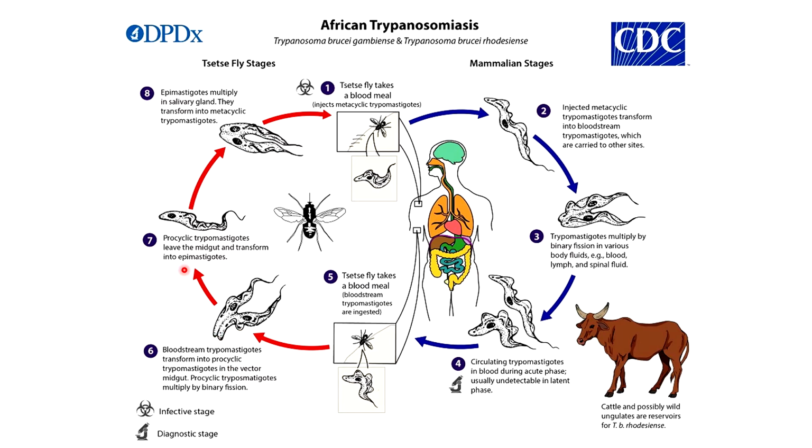Once the procyclic trypanomastigotes leave the midgut and begin to move closer to the salivary glands or the mouth of the tsetse fly, they'll then transform into epimastigotes, and then the epimastigotes multiply by binary fission in the salivary gland. Once they're mature they become metacyclic trypanomastigotes, and that is the form that gets injected into the human when the tsetse fly bites the human.